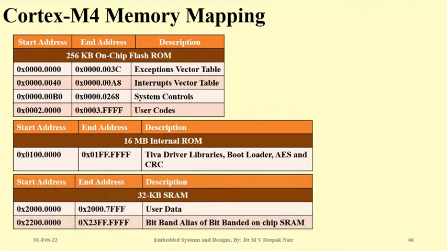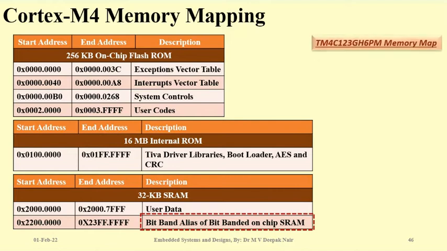Now, apart from that, you have 32 KB of SRAM, which is for the user data or for the RAM purpose. So this RAM is the user memory, but this particular RAM is also mapped to the bit band aliased region. So bit band alias 2002 maps to 2200 and similarly onwards. Done. Now coming to the next memories that we can check here.